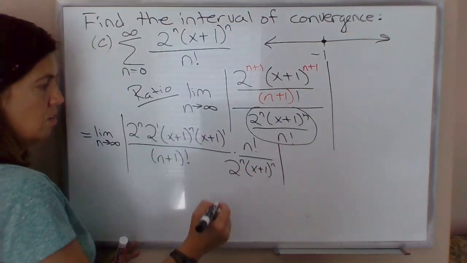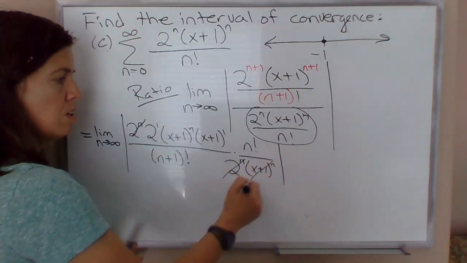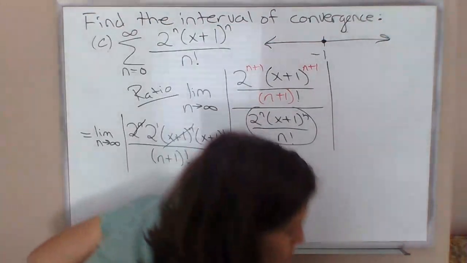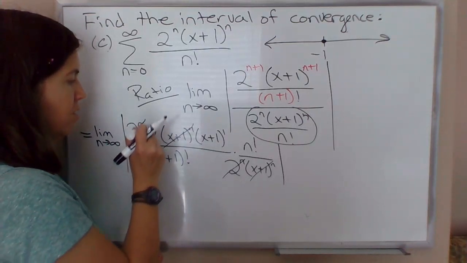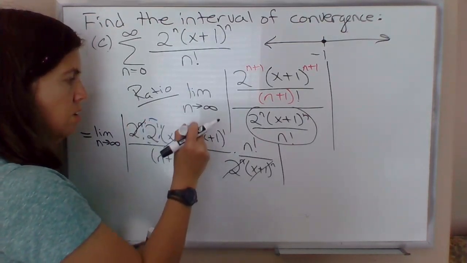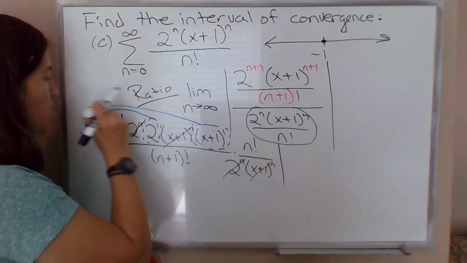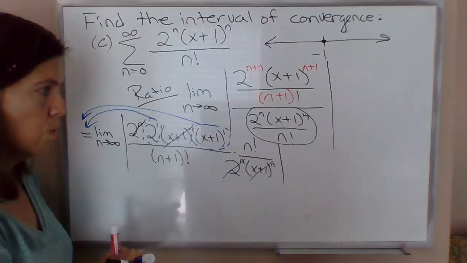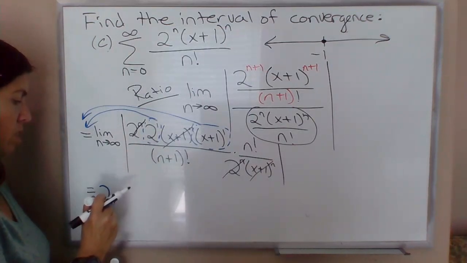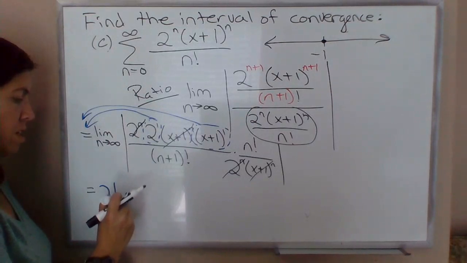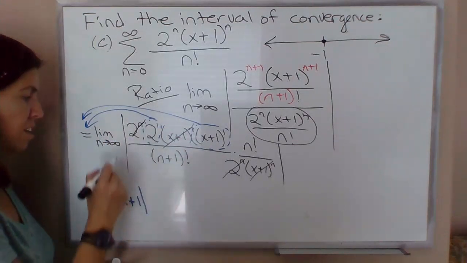Okay, so here's the fun part. Things cancel. 2 to the n cancels. (x plus 1) to the n cancels. And now look for expressions that no longer involve n. So the 2 here and the x plus 1 here can both move outside. Just be sure that you take their absolute value. So this is equal to the absolute value of 2, which is just 2, times the absolute value of x plus 1. These terms do not care about n approaching infinity. They're not affected by that limit.